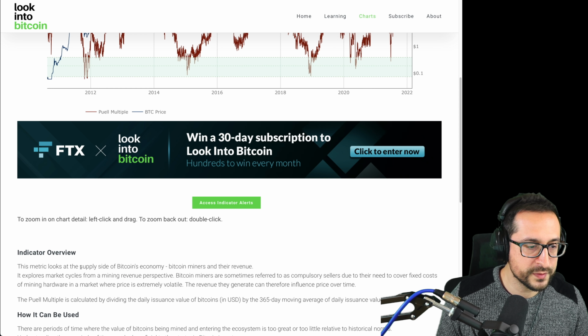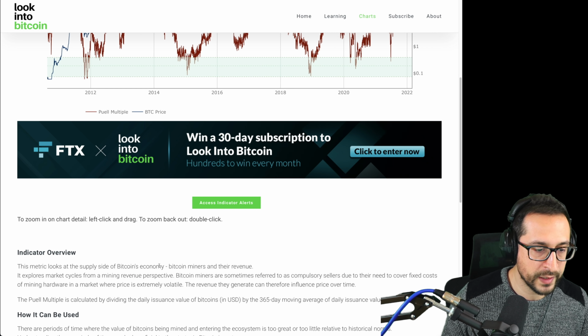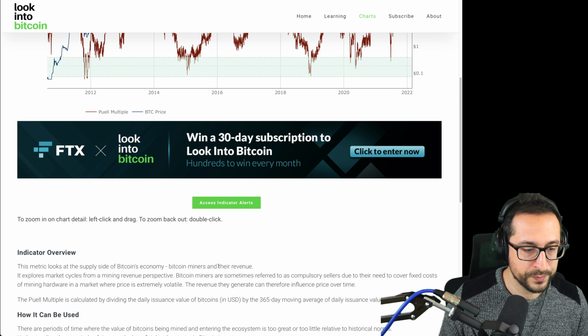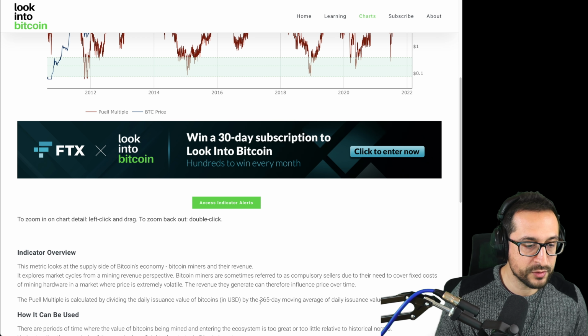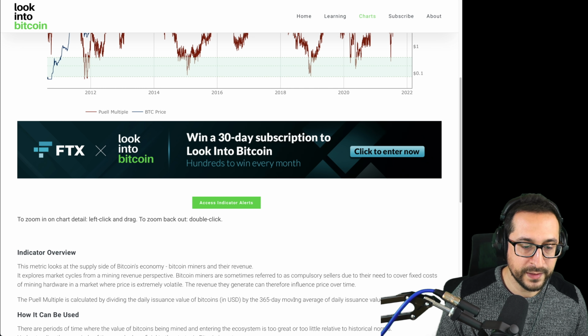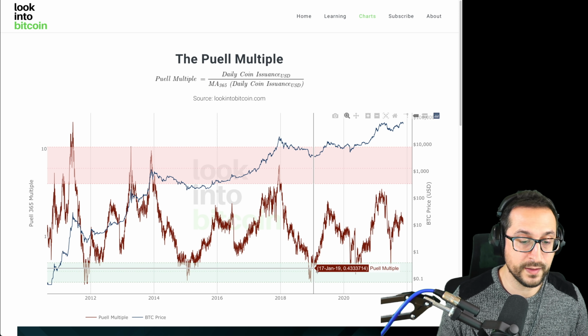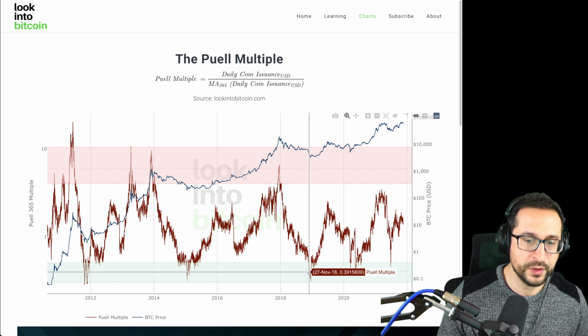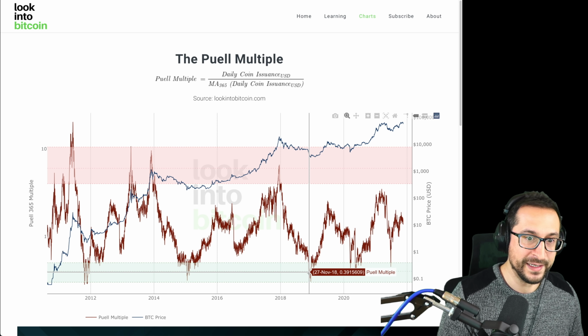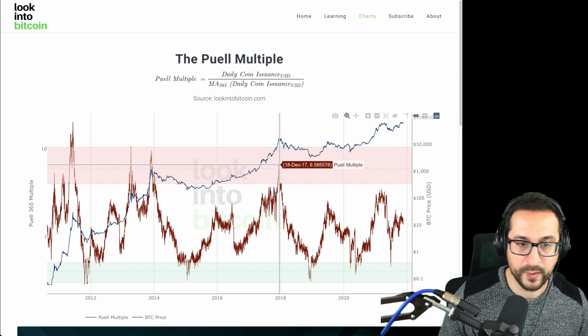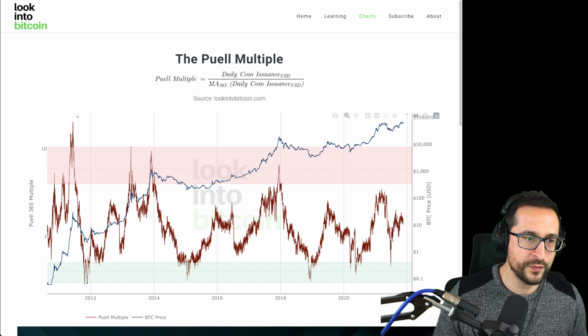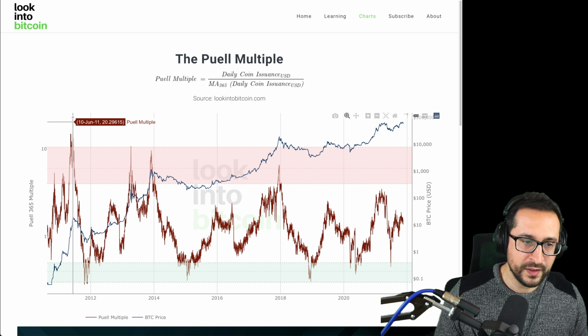In particular, this one looks into the supply side of the Bitcoin economy, Bitcoin miners and their revenue. This one is calculated by dividing the daily issuance value of Bitcoin in dollars by the yearly moving average of daily issuance value. It says that in this area, the value of Bitcoin is too good to ignore from the perspective of the mining, and this area here is too overpriced to keep holding it. This is one of those indicators that the value is diminishing with time.